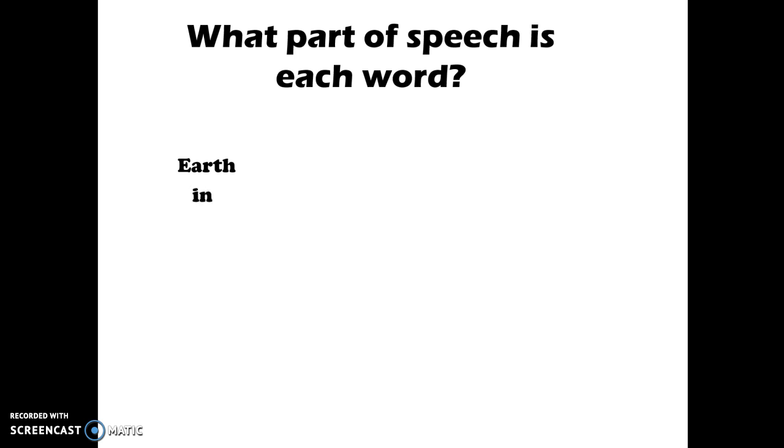In, you should be thinking preposition. In the yard, in the house, it's all about location. Red describes an object, therefore it is an adjective. Once in a blue moon, it might be an adverb if it's describing another adjective. That's very unusual.